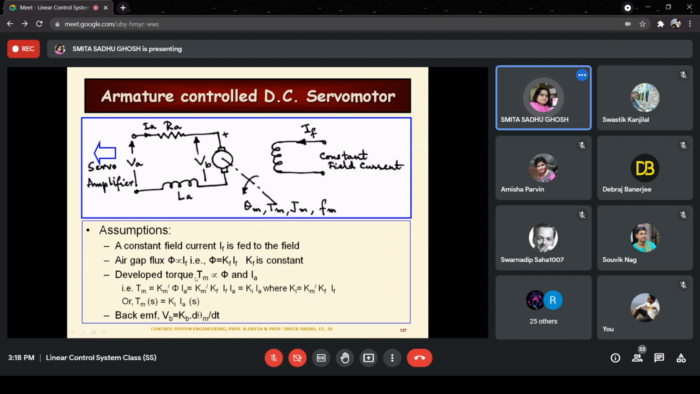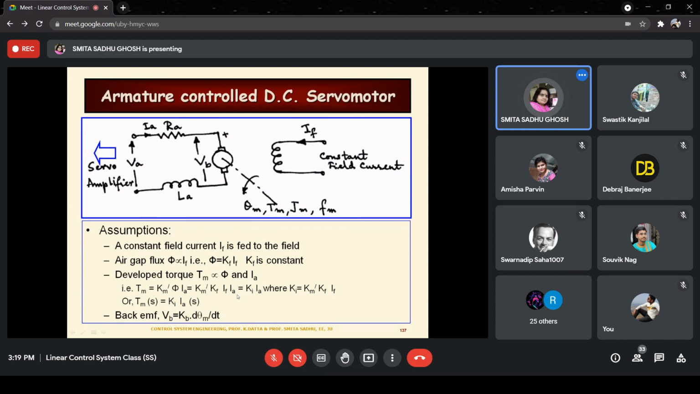Also, the torque developed, denoted as Tm, is directly proportional to phi and Ia, which enables us to write Tm is equal to some constant Km prime into phi into Ia. So this expression so far is similar to that in the case of a field control DC servo motor. Now phi is equal to Kf IF, so that substitution has been made over here, and we get Tm is equal to Km prime Kf IF into Ia, right?